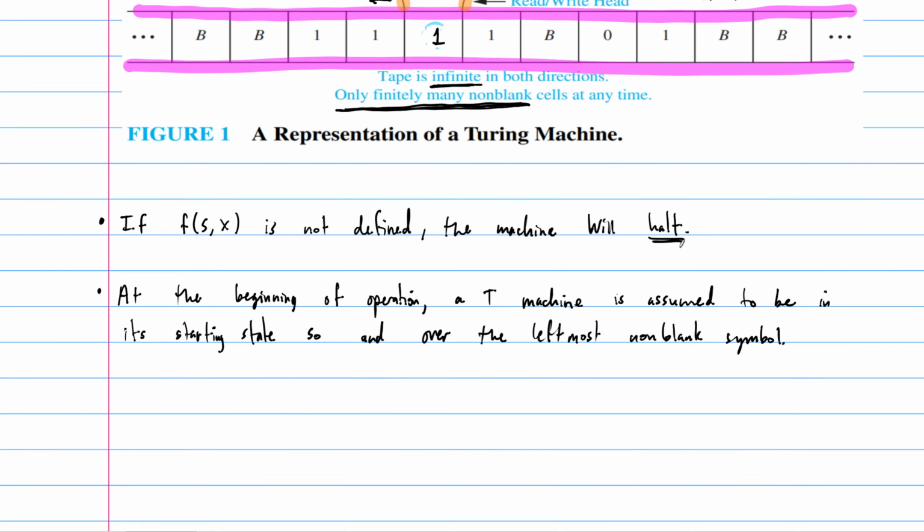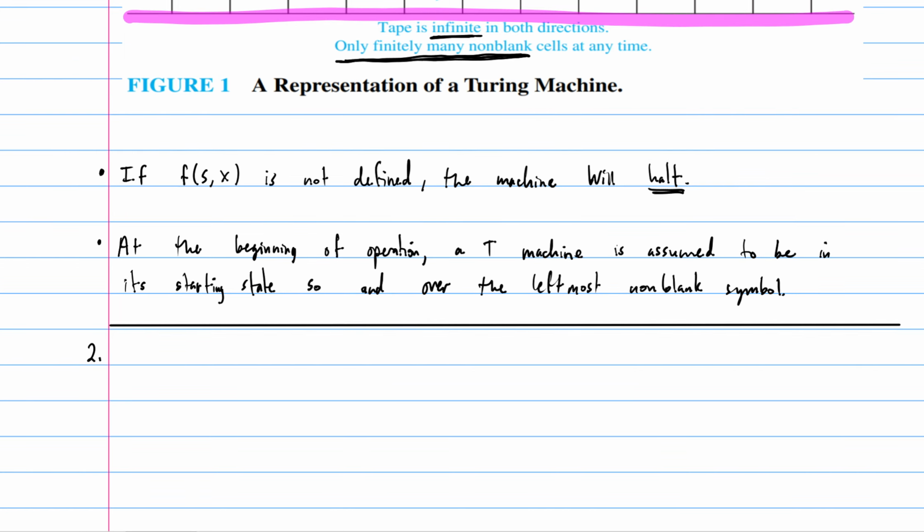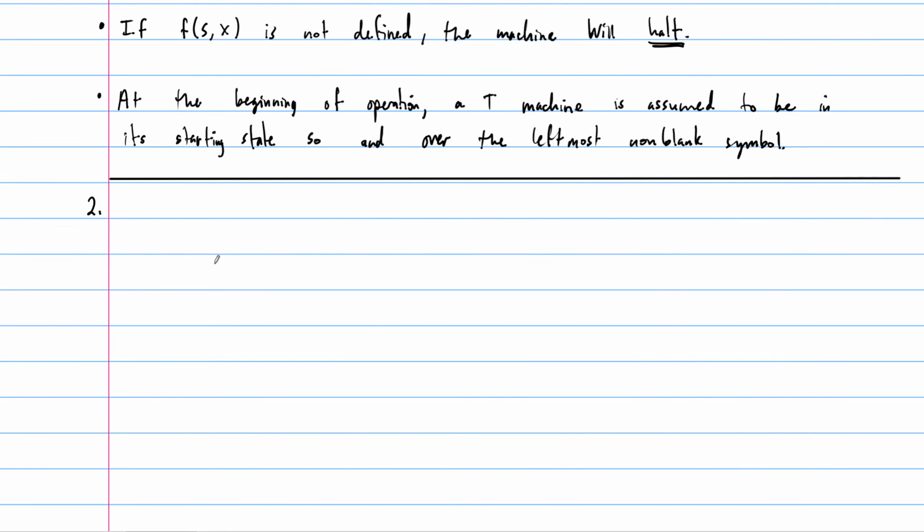And now we would like to do some examples. So item number 2 of our lecture here. Let's look at an example where the machine is defined by the set of transition rules to start with. Okay, so here's an example.